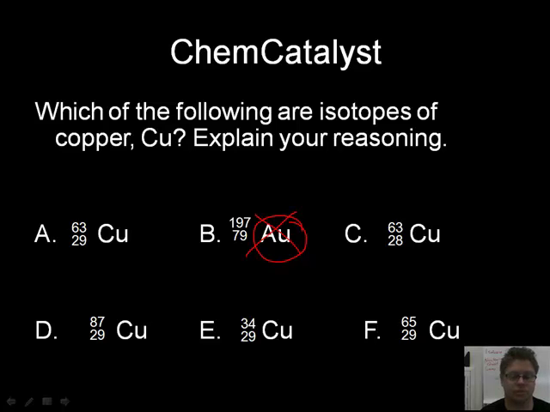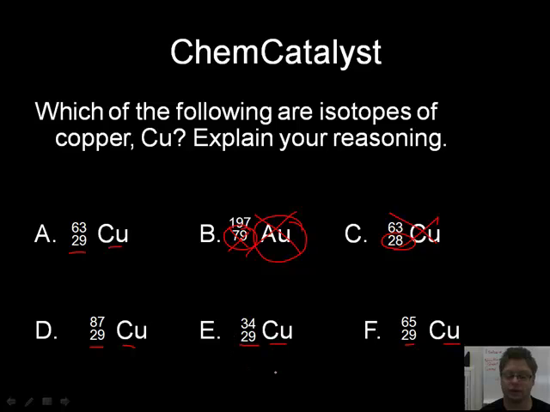Could this be an isotope of copper? No, that's gold. Got number 79. And what about this isotope of copper? 29, that's the atomic number of copper, maybe. This one, 29. This one, 29. This one, 28. Could it be copper if it's 28? Nope, wrong element. This one, 29. So here we've got a number of different isotopes: A, D, E, and F.